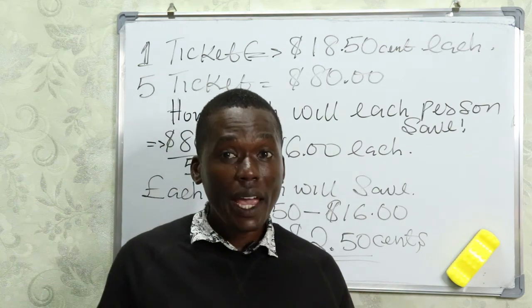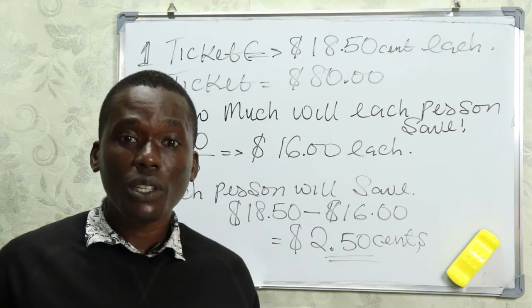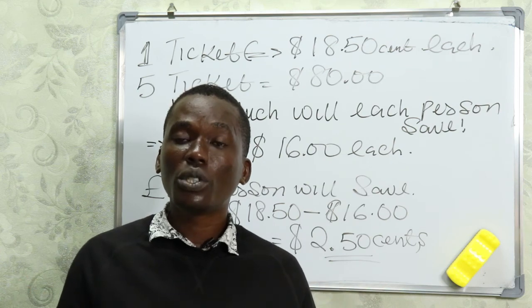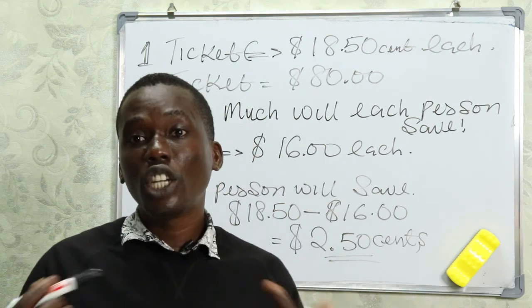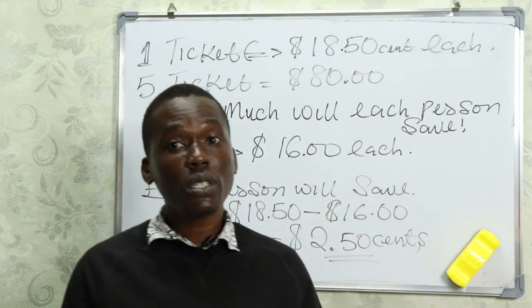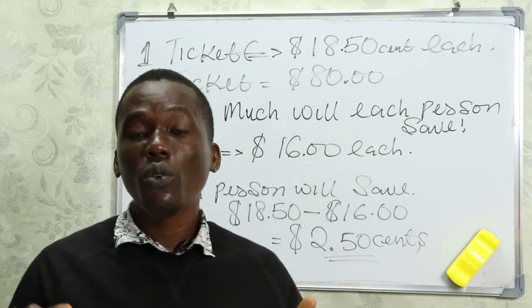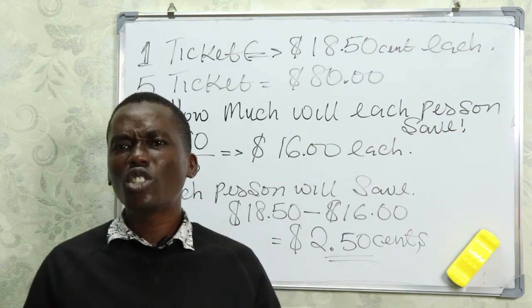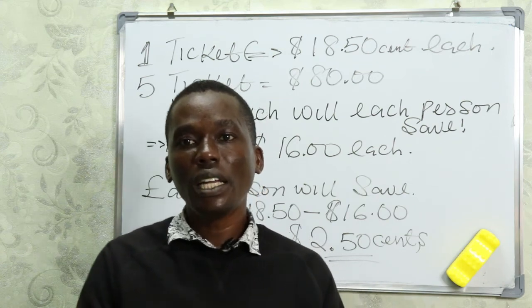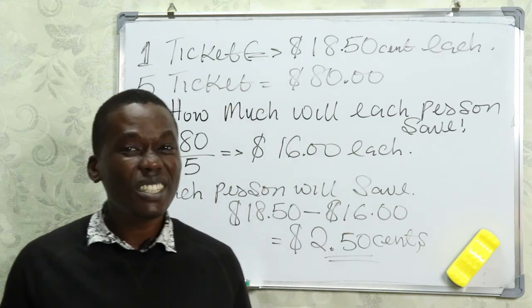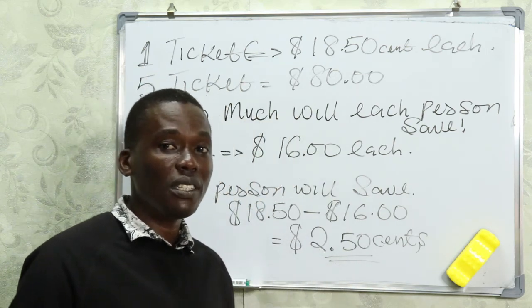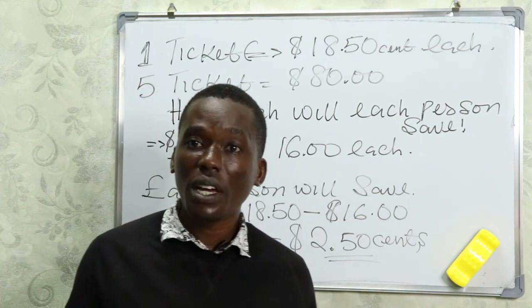Now there are other ways through which you can solve this, whichever ways. That is why WAEC has a marking scheme. Another person might decide to say, okay, I will take $18.50 and multiply it by 5, assuming each of them buys this ticket individually. I'm going to get a value, and that value will be $92.50. Then $92.50 minus the bulk amount they are going to pay, that is $80. You're still going to get $12.50.